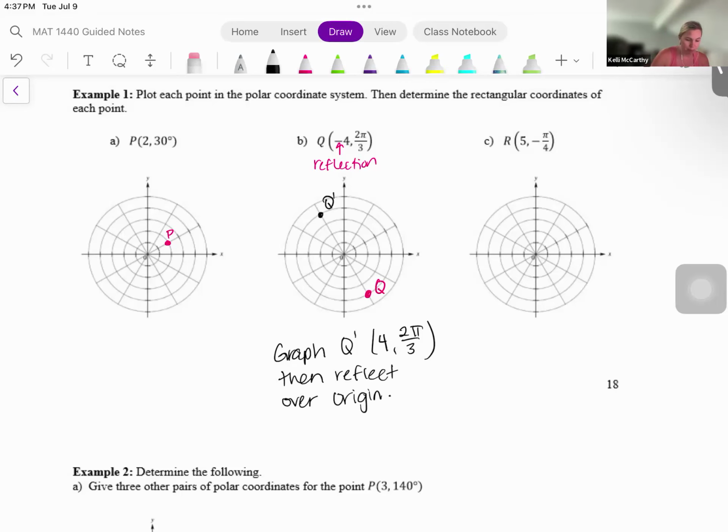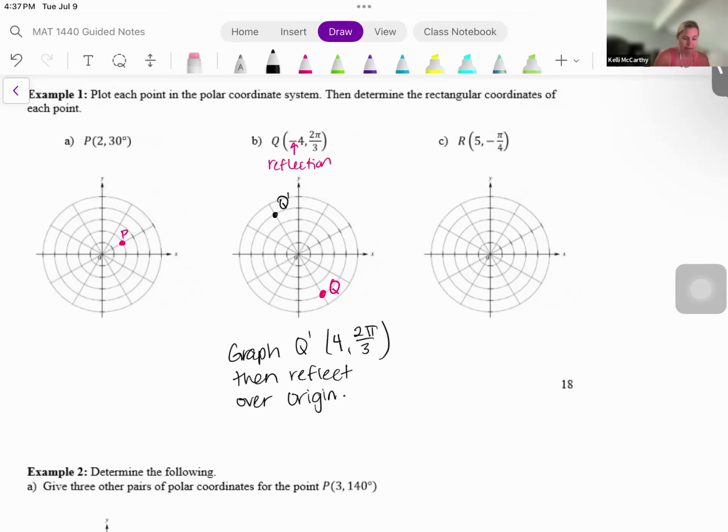Our last example, point R, is (5, negative pi over 4). So that negative angle of pi over 4 means we're just going to move in the opposite direction, that clockwise direction, pi over 4 units. And then our radius is 5. So 1, 2, 3, 4, 5. That's going to put point R right there.